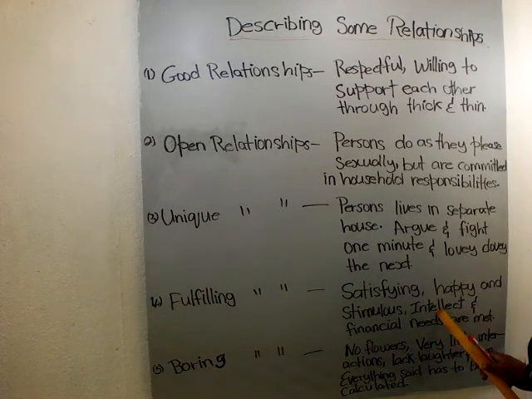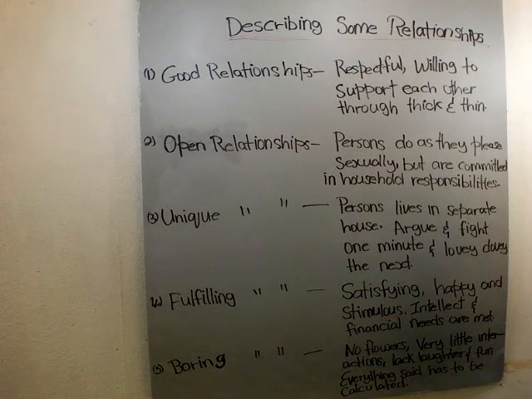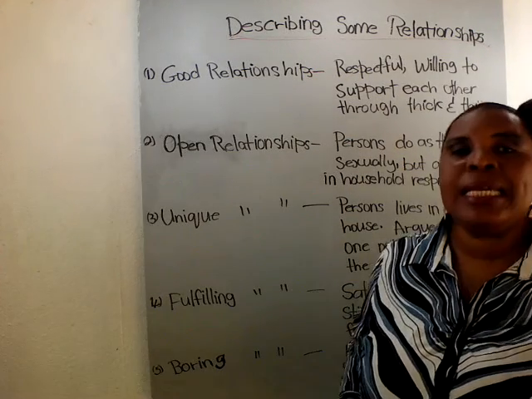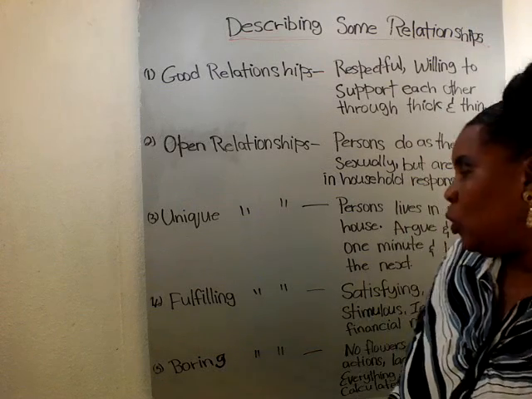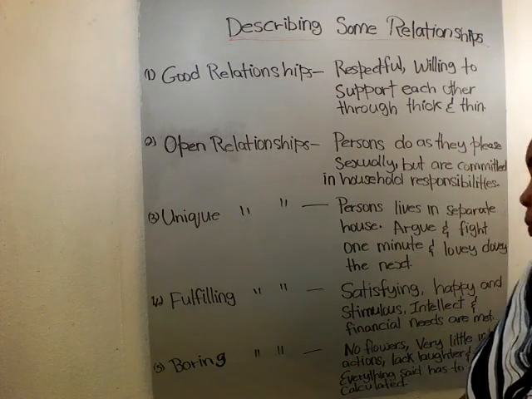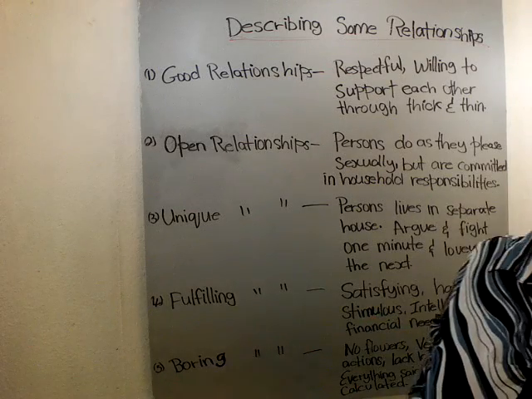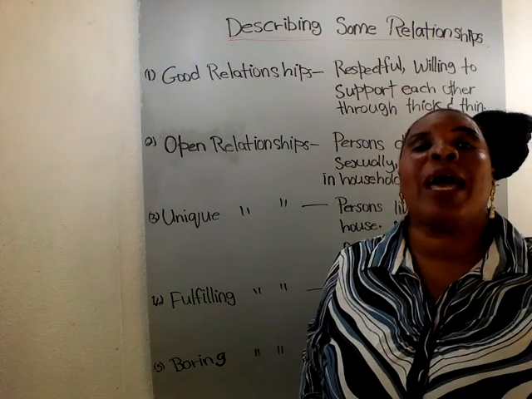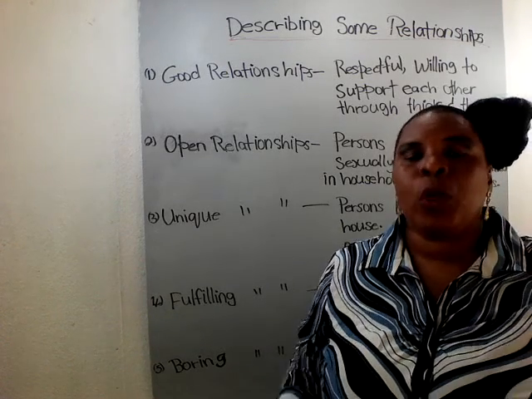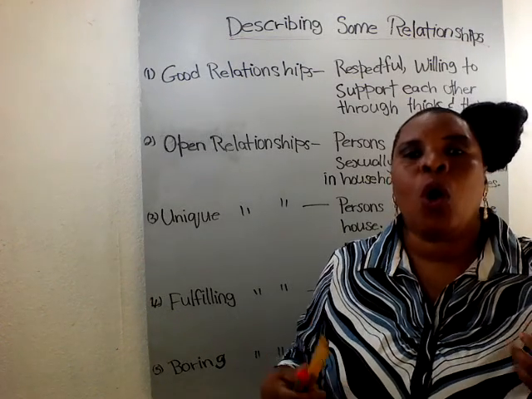Right? Happy and stimulated, intellect and financial needs are met. So it is a fulfilling relationship. And the next words I think should have gone in a fulfilling relationship: they have good communication or good chemistry.